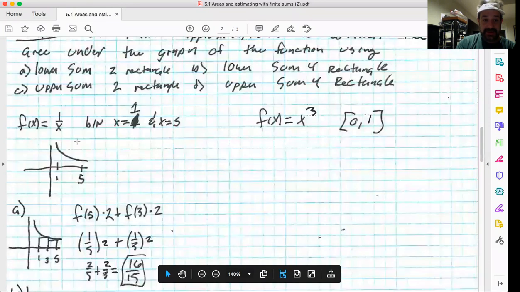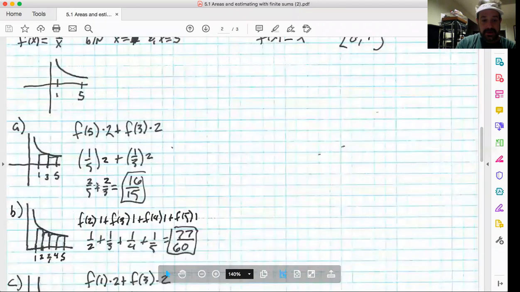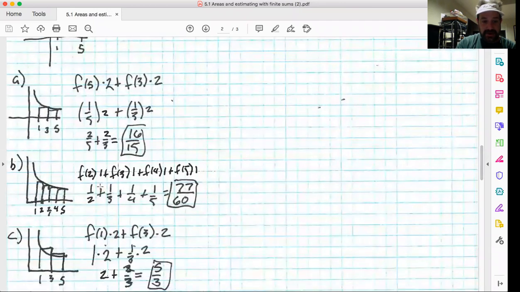Plugging these back into this function right here. So when we do that, f of 2 is 1/2 times 1, so just 1/2. F of 3, 1/3. F of 4, 1/4. F of 5, 1/5. Add these all up, 77/60.